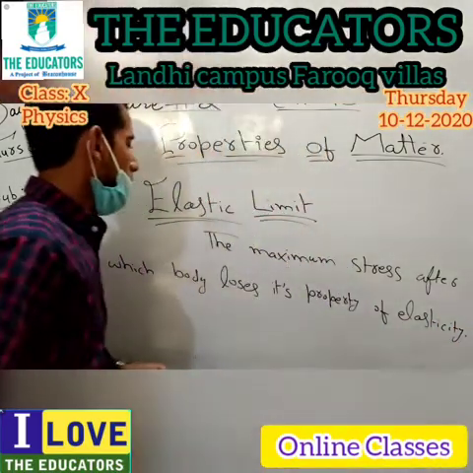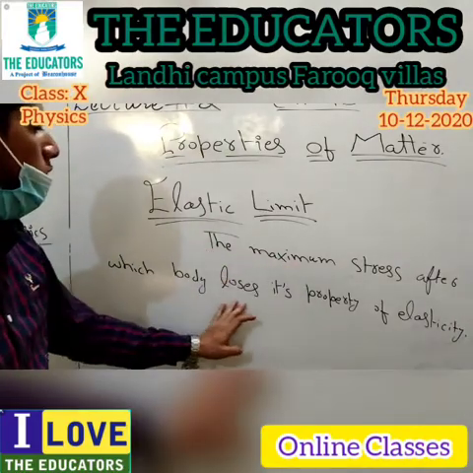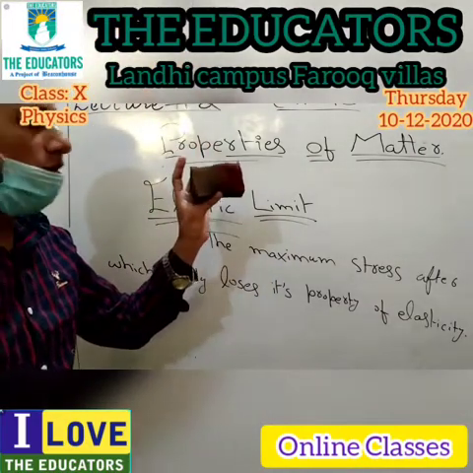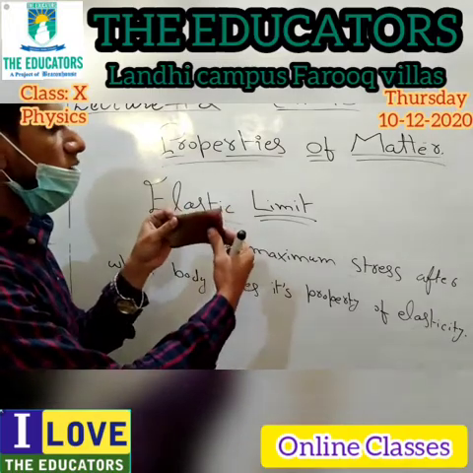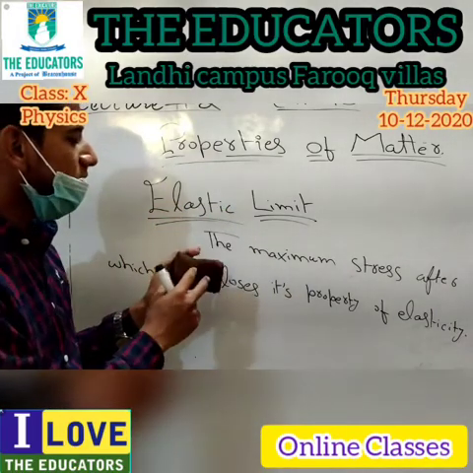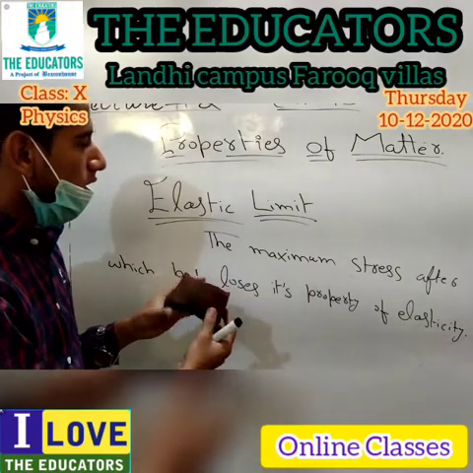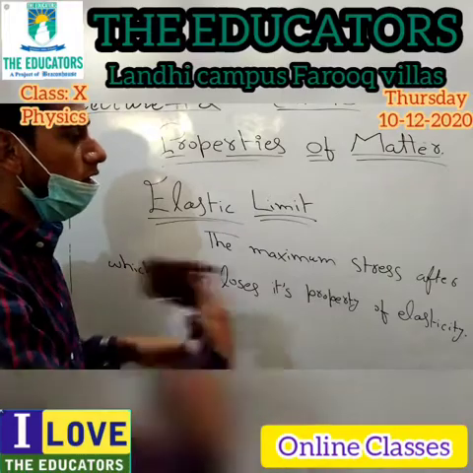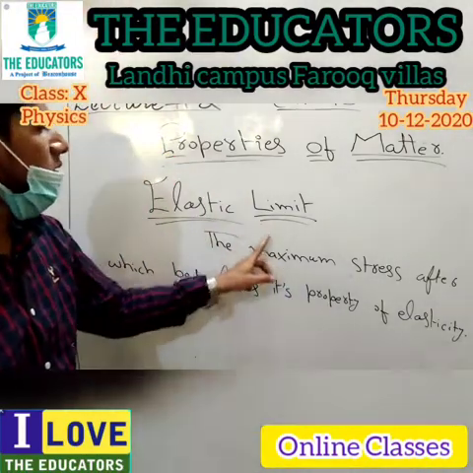I'm explaining: the elastic limit is the maximum stress after which a body loses its property of elasticity. For example, here this is a material, this is a body. Now if I apply a certain stress here, it will stretch, but it has a certain limit after which it will not regain its shape. If I apply a stress beyond its limit, it will break apart and it will not obey the property of elasticity. So what is the elastic limit?